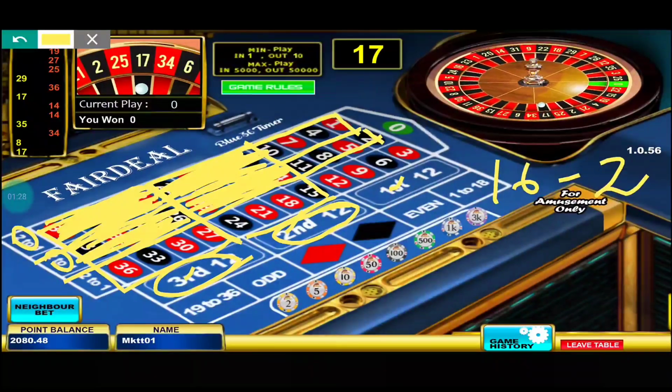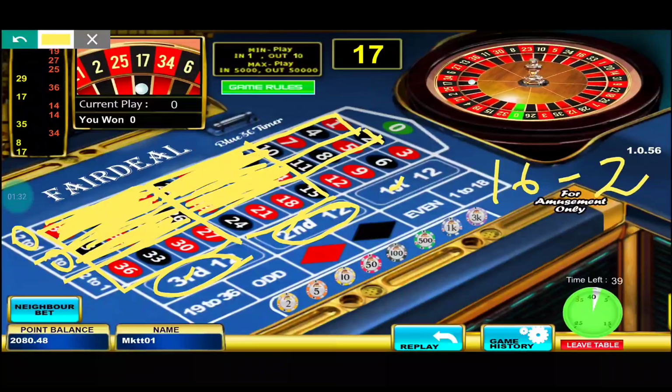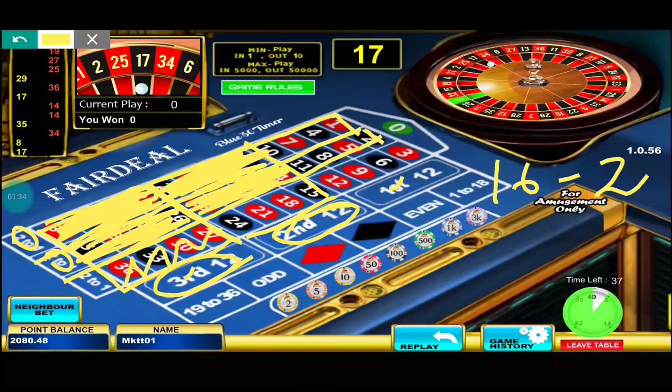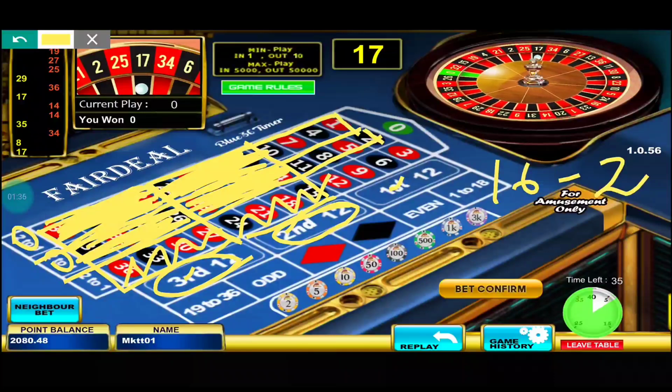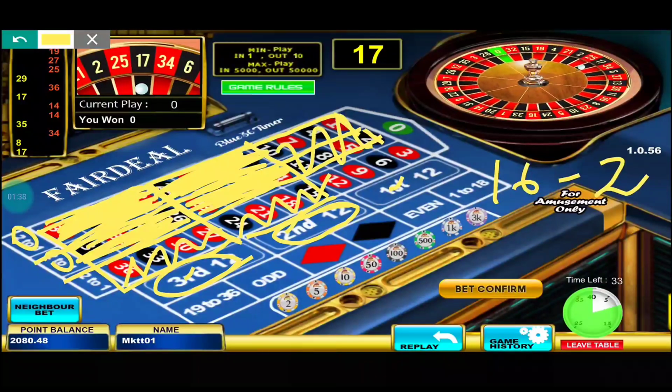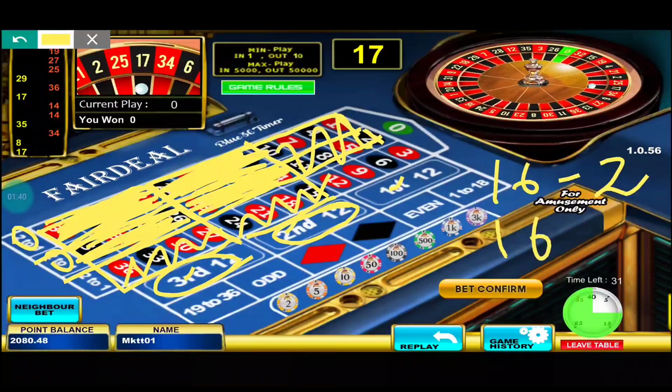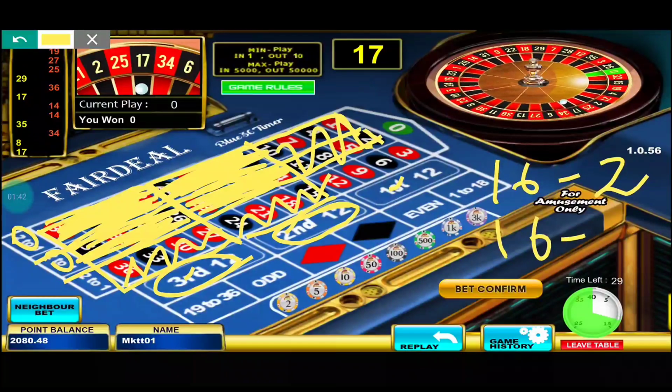And which are the losing numbers? So these are my losing numbers. 4 numbers over here, 4 numbers over here, and a total of 8 numbers over here. So again the same 16 losing numbers, but this time I will lose only 1 unit.